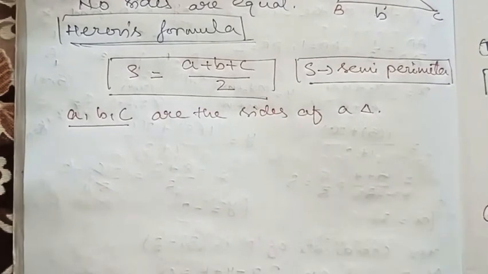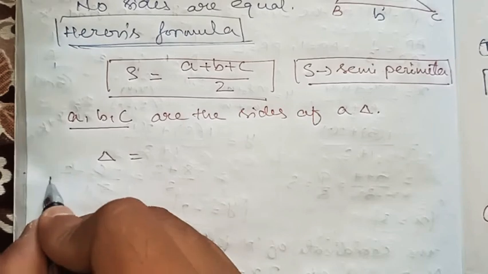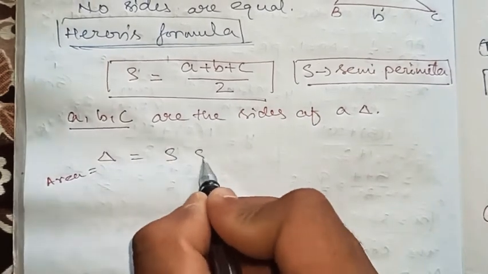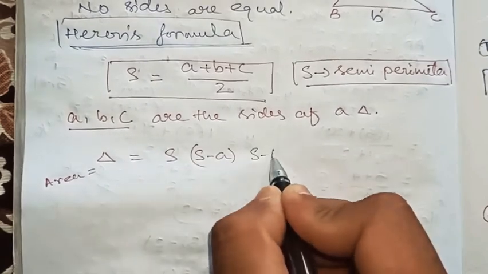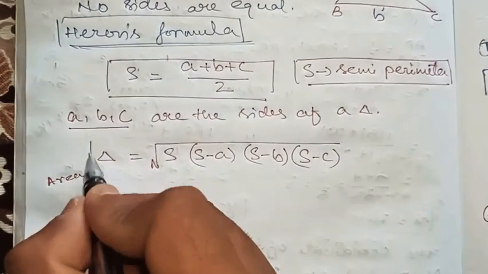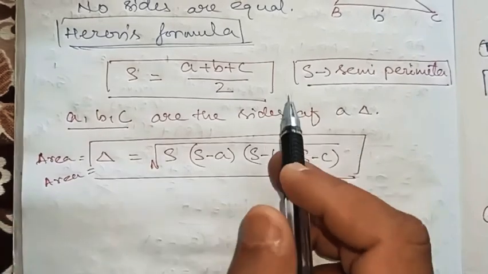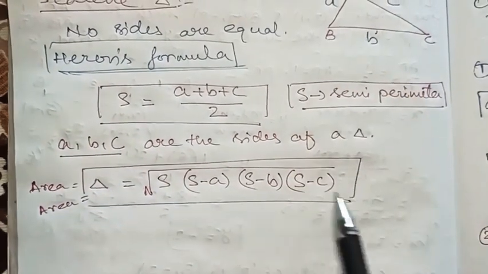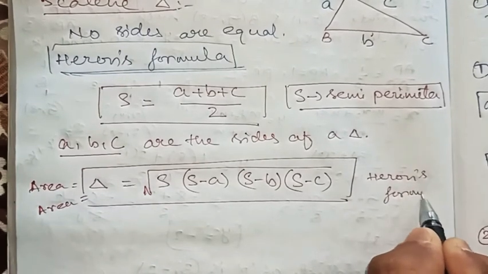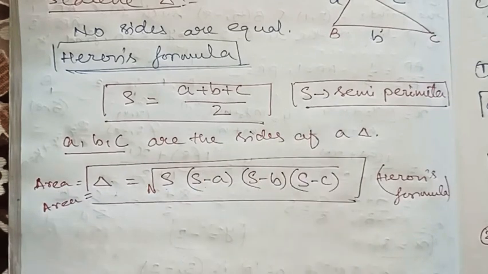Now the Heron's formula is, this is the symbol for area. Area equals the square root of s(s minus a)(s minus b)(s minus c). This is the area formula for any scalene triangle, remember, and this is called Heron's formula. You have to use Heron's formula to calculate the area for any scalene triangle.